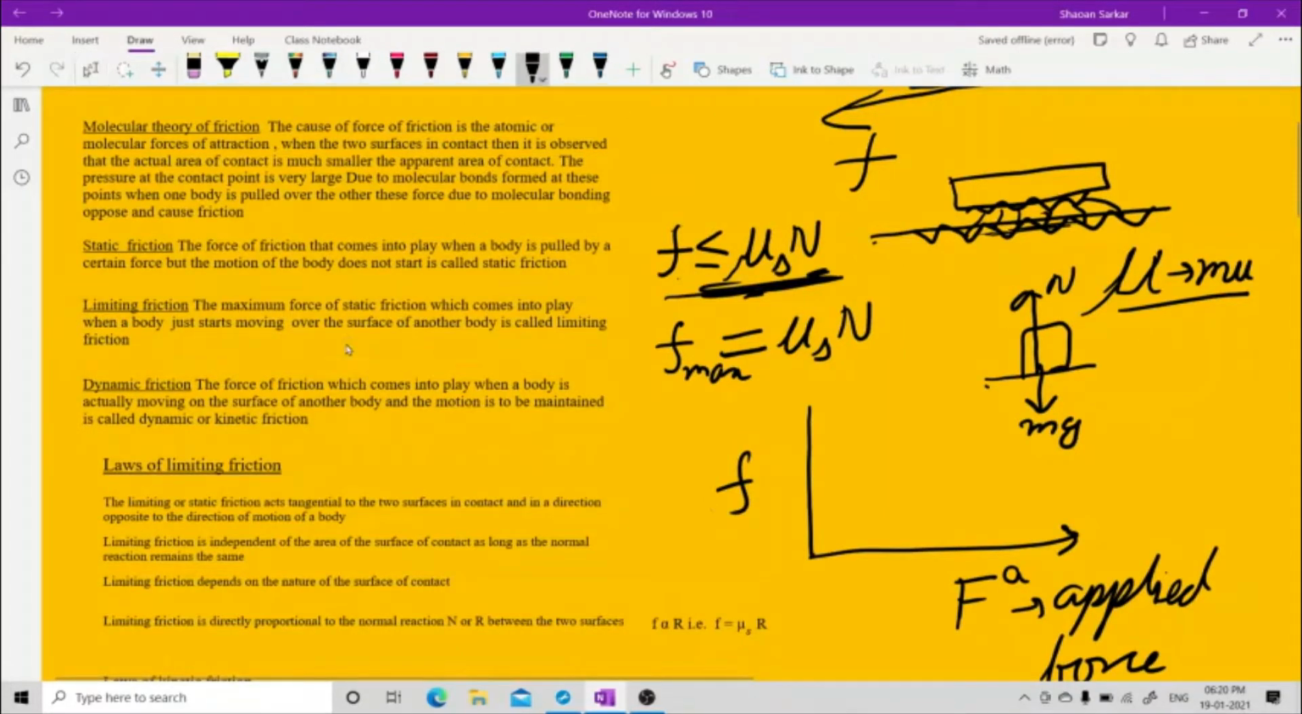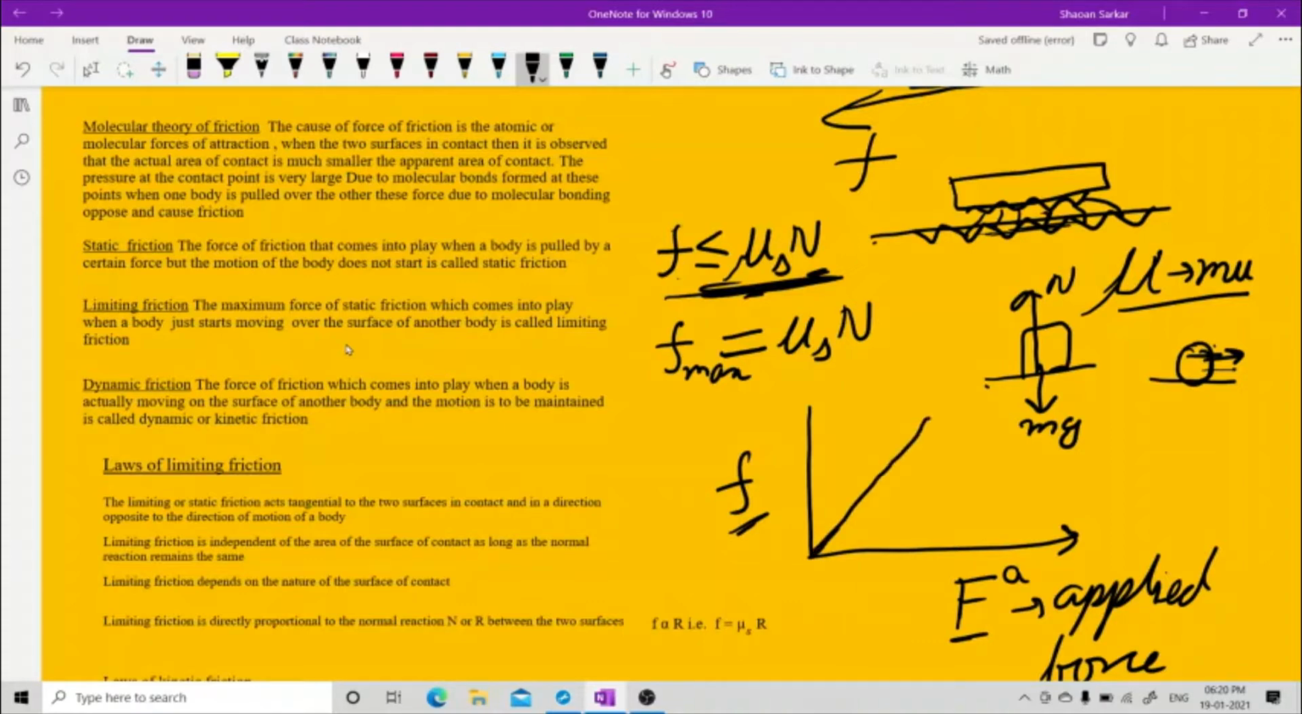Take an example. You have a cycle and you want to pull it. It won't just move with a little force. You have to apply a little more force so that the cycle starts moving. Till then, the frictional force and the applied force will remain the same, exactly 1:1.